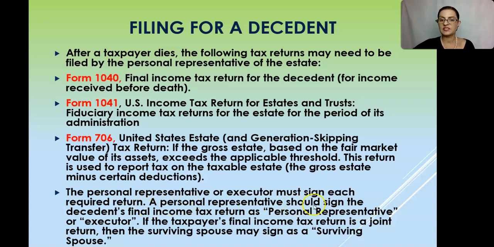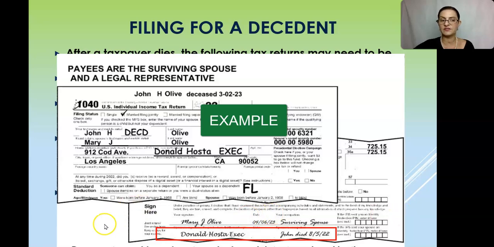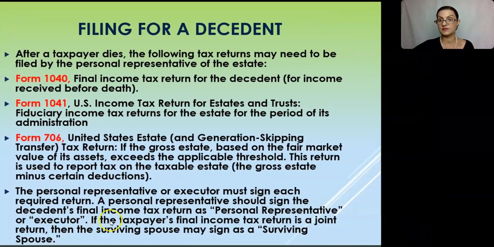A personal representative should sign the decedent's final income tax return as personal representative or executor, depending on which one applies. If the taxpayer's final income tax return is a joint return, then the surviving spouse may sign as a surviving spouse if there's no other executor named.